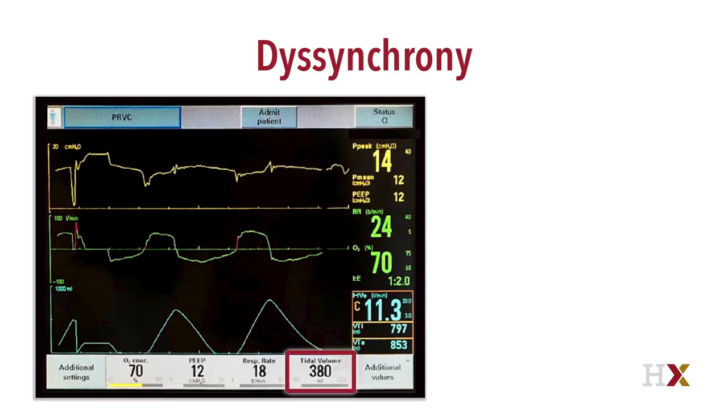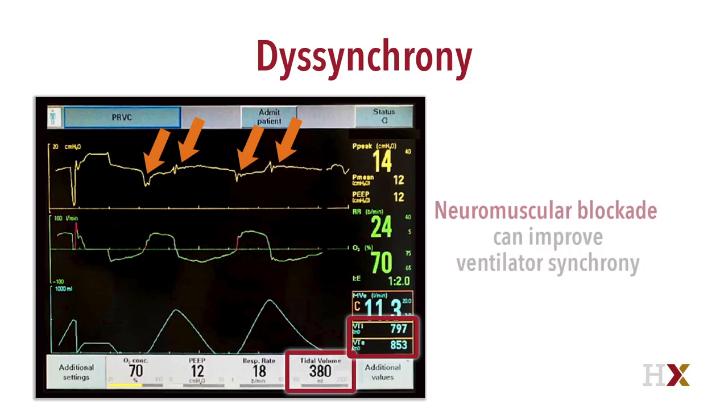Here's an example of someone who is set at 380, yet this person has significant air hunger and is pulling tidal volumes in the 800 range, as we can see here on the ventilator screen. Another clue that this person is desynchronous with the ventilator is to look at the waveforms. Rather than having smooth, regularized waveforms, we can see that they're jagged and irregular. If this patient is well sedated, but they continue to be dysynchronous with the ventilator, this is a great time to add neuromuscular blockade to improve ventilator synchrony.